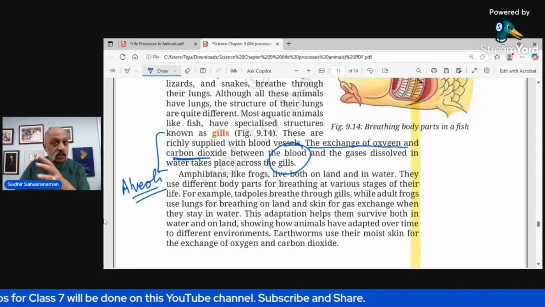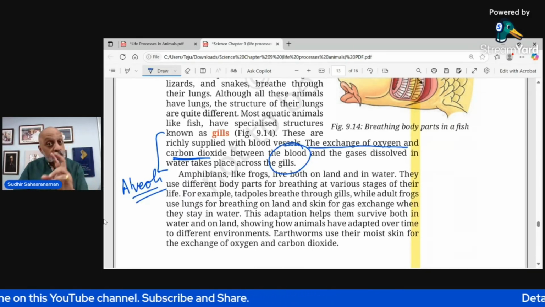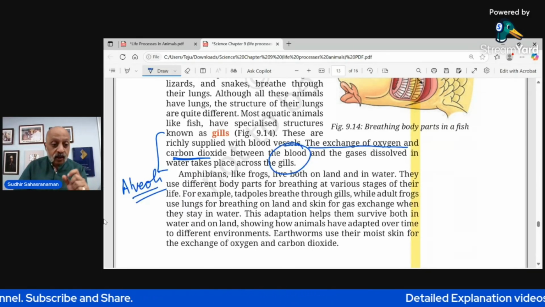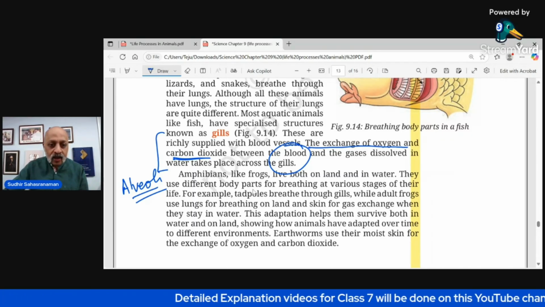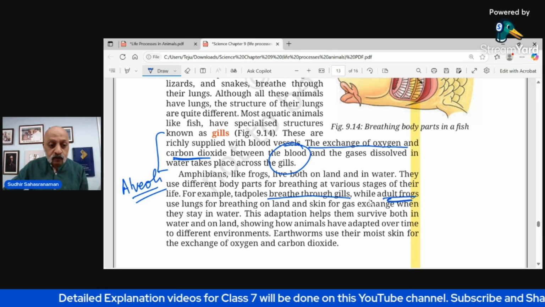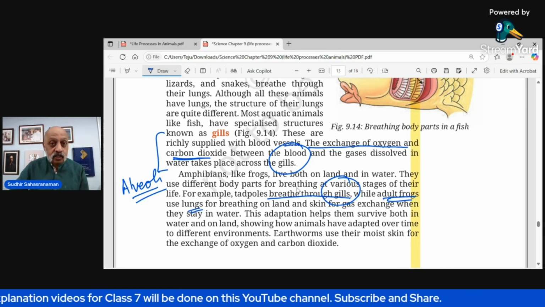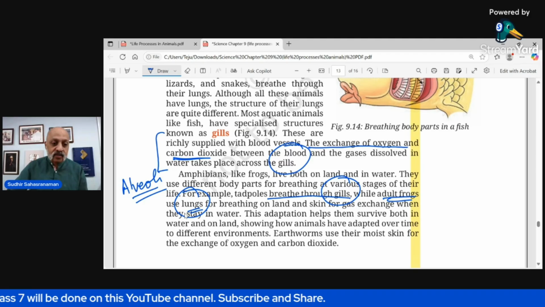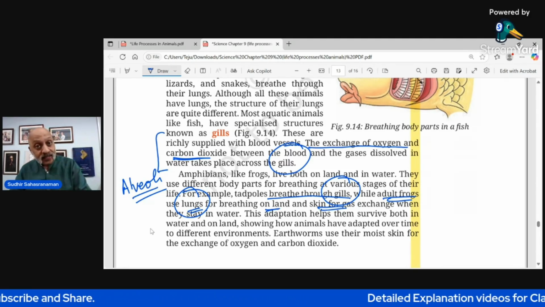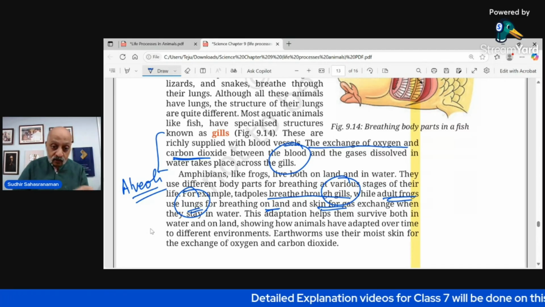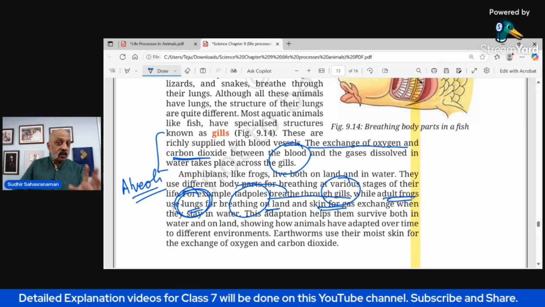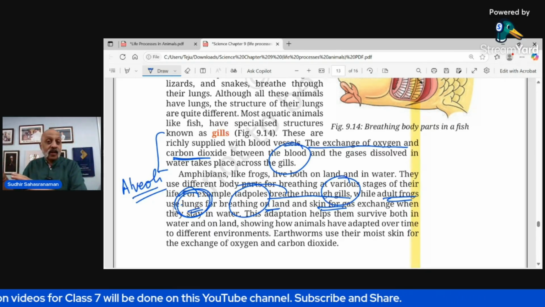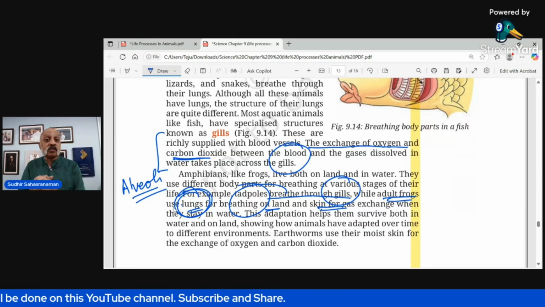What about the frogs, which live both on land as well as in water? Now they use very different body parts. Very interesting. Okay, the tadpoles, which are the smaller stage of the frogs, they breathe through gills, while adult frogs use lungs. So they have gills, the tadpoles, while the adult frogs have lungs for breathing on land and skin for gas exchange while they stay in water. So while they are in water, they use the skin for breathing, for exchange of gases. When they are on land, they use the lungs. So very interesting. They have gills, they have lungs, as well as they use skin. So frogs are a very interesting species.